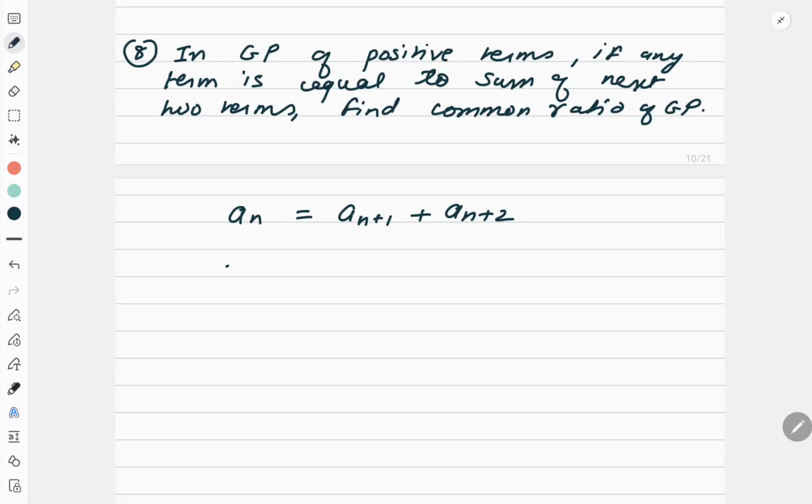Now what is the formula for an? ar to the power n minus 1. This will be ar to the power n, that is n plus 1 minus 1, plus ar to the power n plus 2.